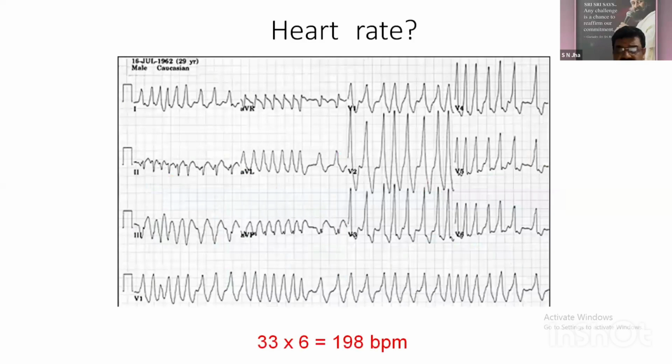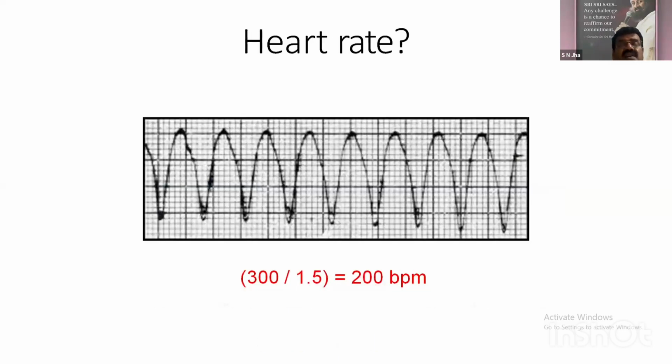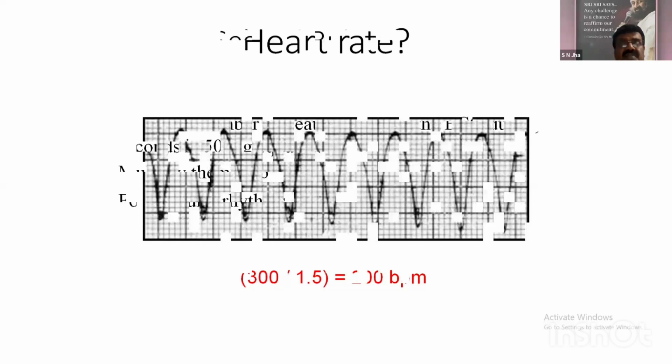And here they are bizarre. QRS is wide, the total QRS. You can see VT and VF, the total rhythm, there are no clear complexes. This is ventricular tachycardia. This is VF.